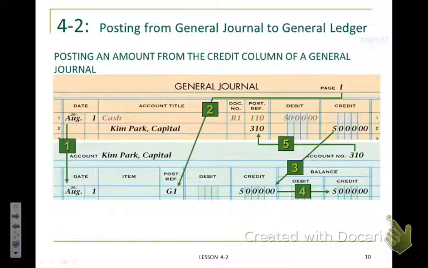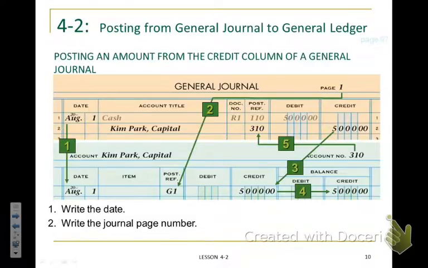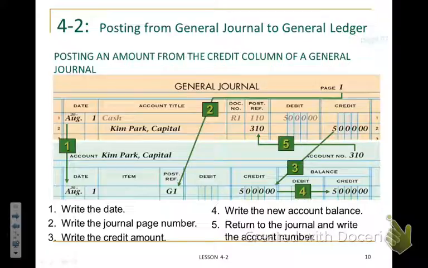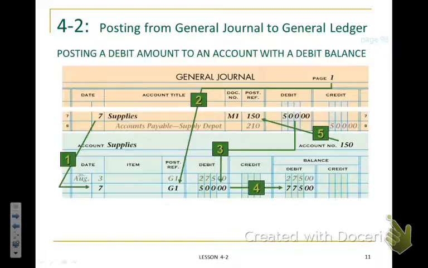Now we post the credit side of that transaction. Now we post that credit in the Kim Park Capital account, and we have the account in ledger open. Okay, Kim Park Capital account number 310. We do the same exact steps. Step 1, write the date. Step 2, write the journal page. Step 3, write the credit amount. Step 4, bring the balance over. Step 5, return that number back to the journal, 310. That's the whole process of posting.